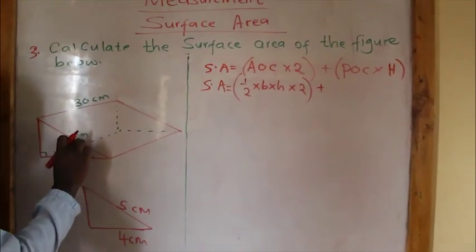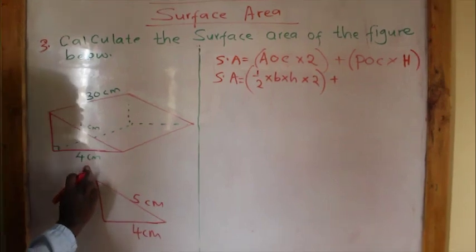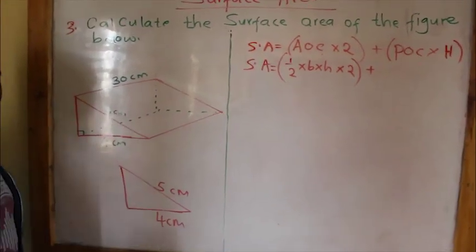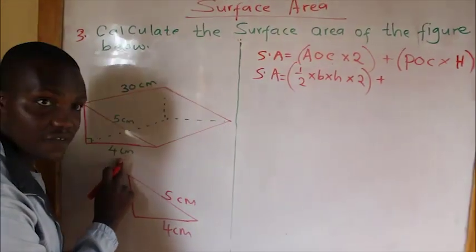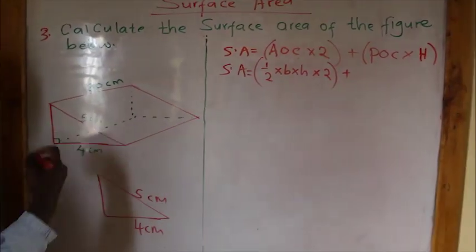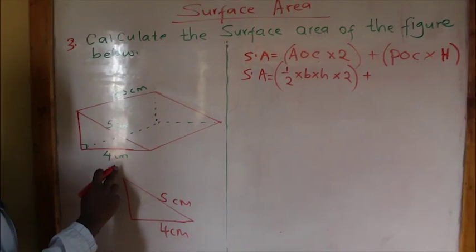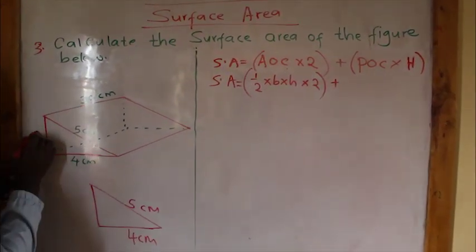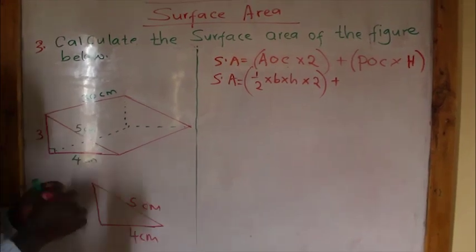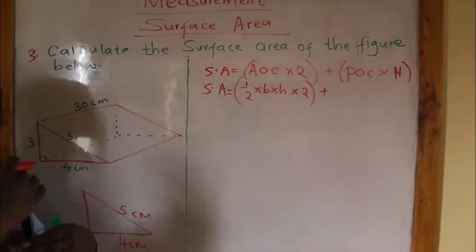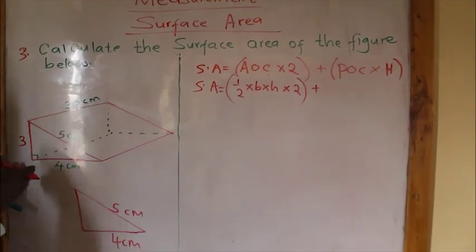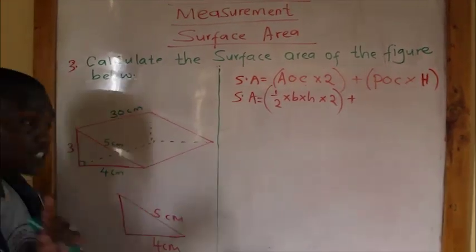So hypotenuse squared is equal to base squared plus height squared. So when you square 5, you will get 25. When you square 4, you get 16. So when you get 25 minus 16, the answer will be 9. So the square root of 9 will be 3. So the height is 3. You can revisit the lesson on Pythagoras in order to know how I arrived at my 3 as the measurement of the height.